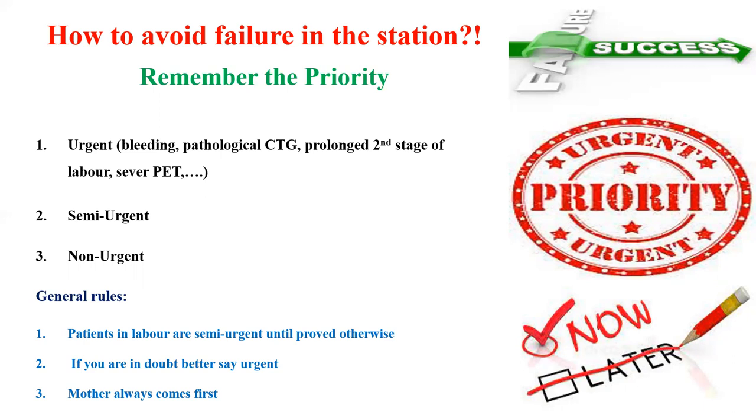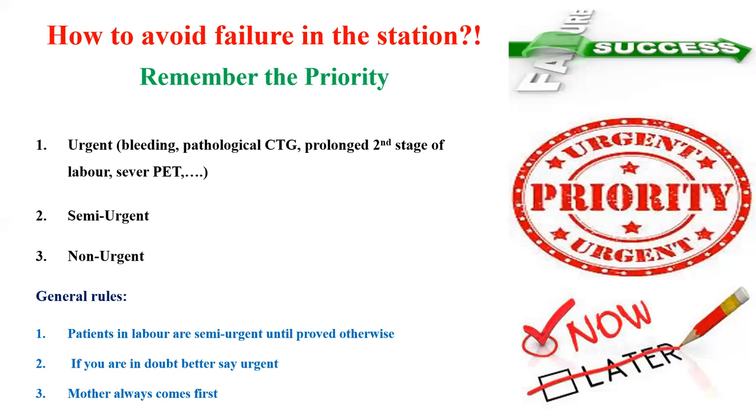Remaining semi-urgent and non-urgent, and this is a point of conflict. I can see that some candidates are classifying the patient in the labor ward as non-urgent or semi-urgent. But I will ask you a question now. If the patient is coming for induction of labor, or if the patient is coming for elective cesarean section, or she's waiting to come in, this patient, all of you will say this is a non-urgent case. So will you put this case in the same category as a patient in labor? I don't think so. This is my point of view regarding this part.